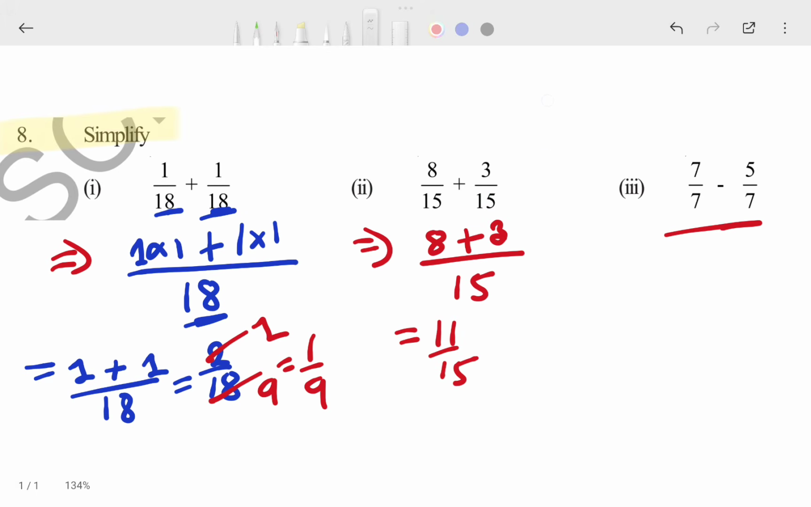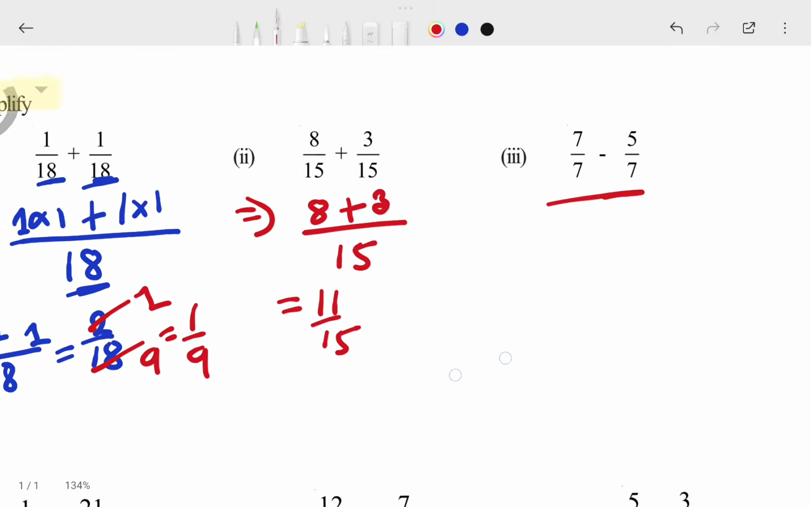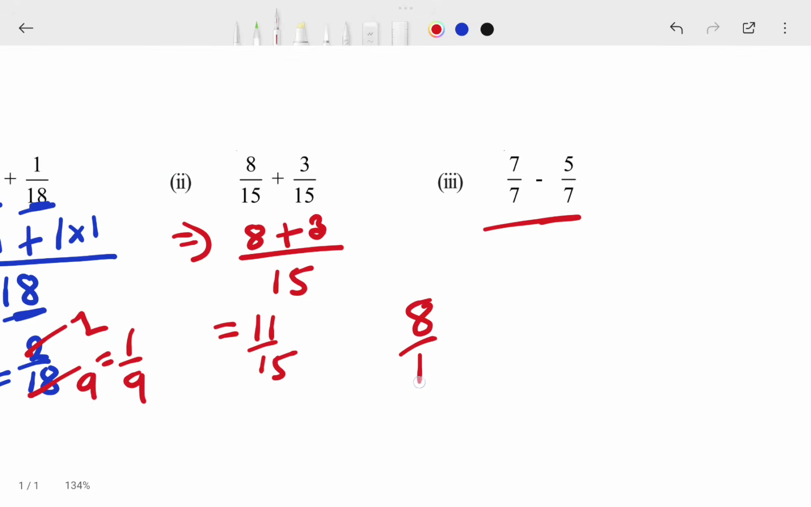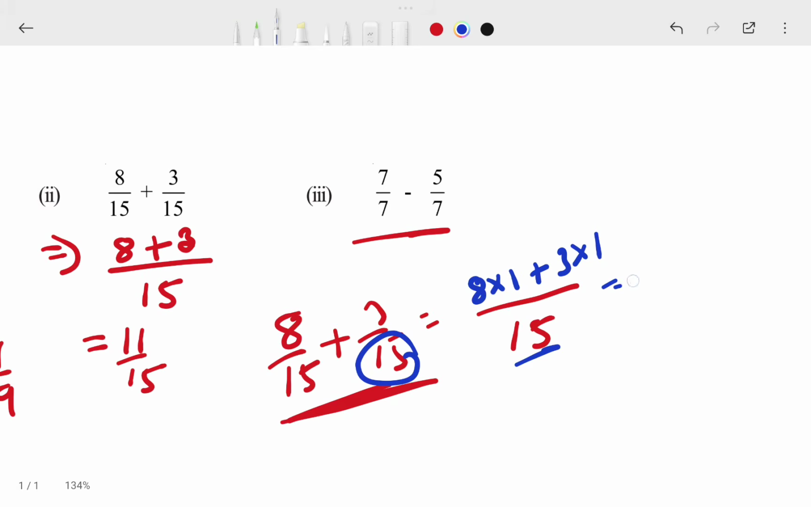Otherwise, that's one process, you can do like that. Otherwise you can do another way. This question is given 8 by 15 plus 3 by 15. If you take the LCM of 15 and 15, the LCM will be 15 only. Okay, so in the 15 table, 15 is how many times? One time. So just multiply 8 into 1. That's simple. Then plus, in the 15 table, 15 is how many times? One time only, na. So 3 into 1. That's simple. What can you do now?